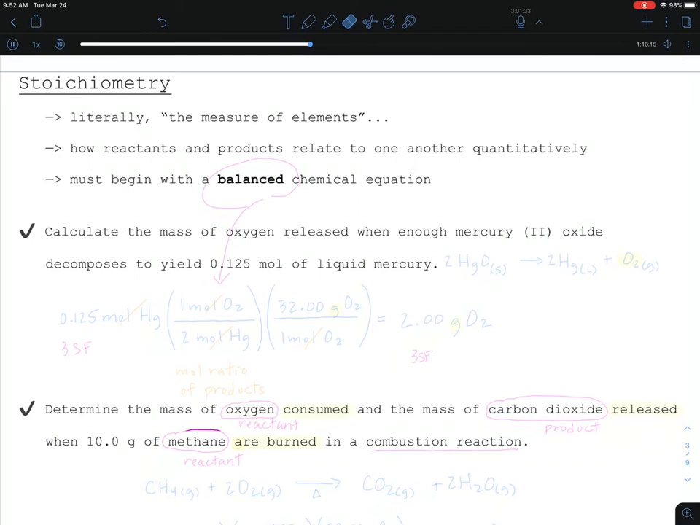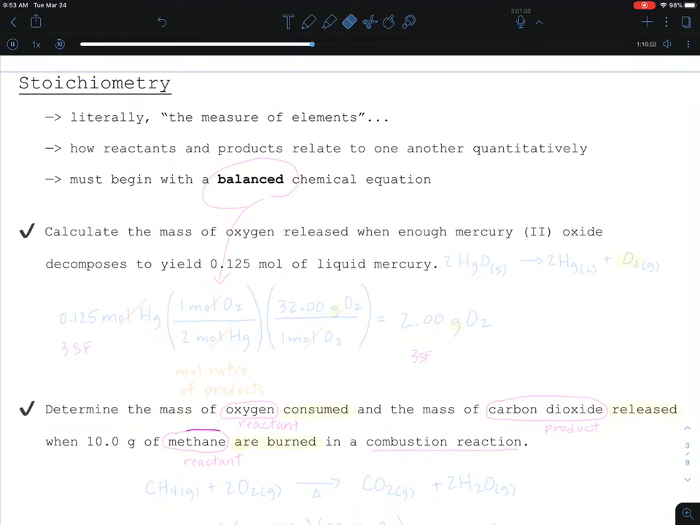And then it says when enough mercury 2 oxide decomposes. We're doing a decomposition reaction, right? And so if we're doing a decomposition reaction, we need to take mercury 2 oxide on the reactant side. And the word enough means they're not going to tell you how much was used. Simply enough is enough, right? You're going to be making oxygen gas and liquid mercury. And they're telling you that you're going to get 0.125 moles of liquid mercury. So you really need a balanced chemical equation to figure out what the mole ratios are. How does all of this work?